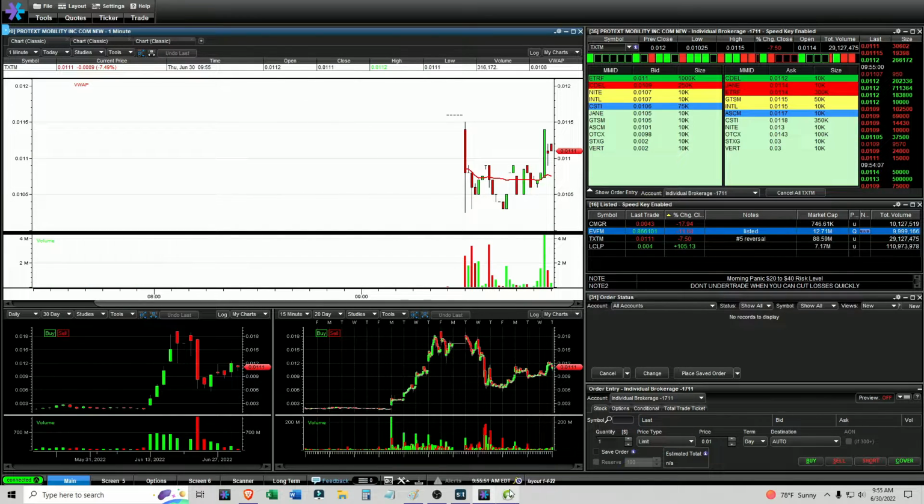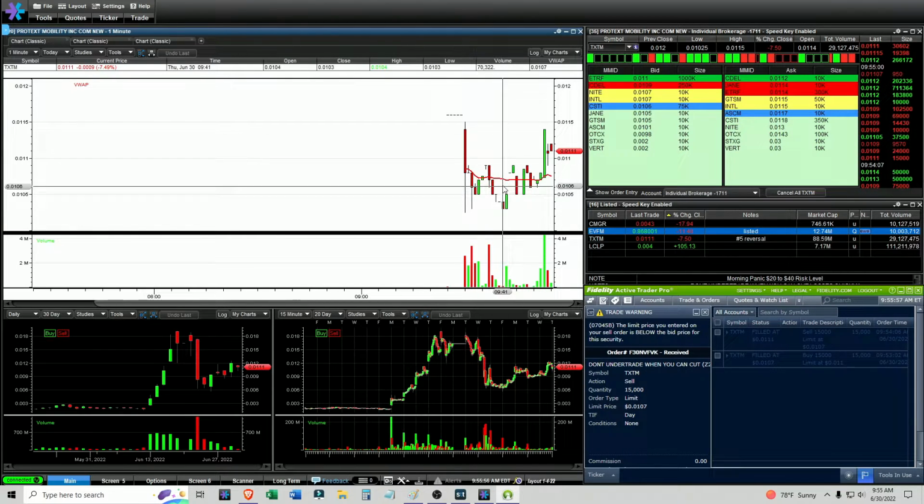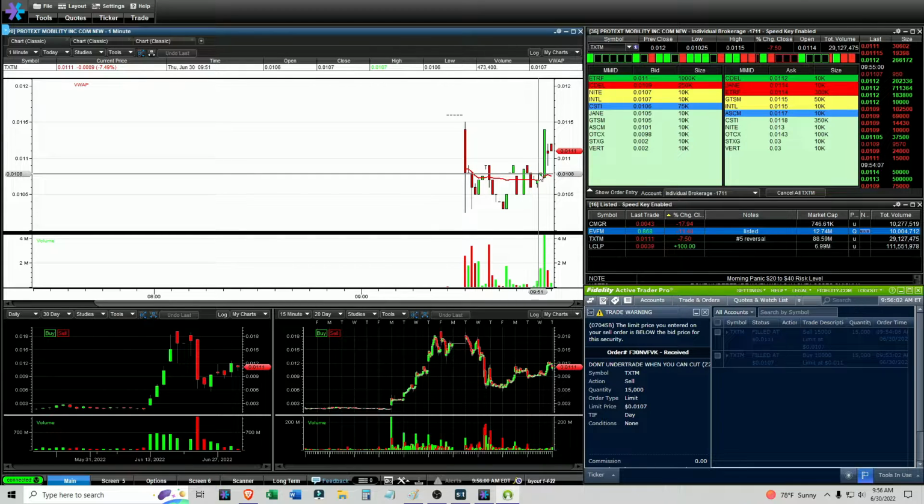And I liked how it was also just trading back and forth, holding above that 1 penny level. And then once we started to see a break past VWAP, I thought, now the momentum is towards the bulls and this could be a potential setup.